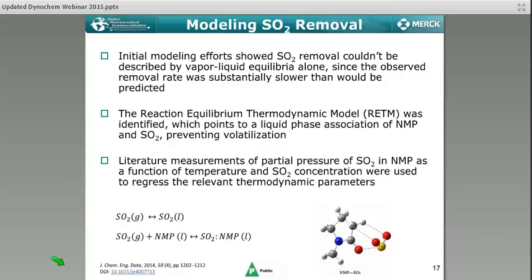There's a reaction equilibrium thermodynamic model that was identified within the literature, and it's dictated by these two expressions here. One of them is the equilibrium between gaseous and liquid, dissolved SO2. Again, this is essentially Henry's law. This formula can be formalized as Henry's law. And then you have a chemical reaction. Again, you have SO2 gas, dissolved SO2 gas, interacting with NMP, forming this SO2-NMP complex.